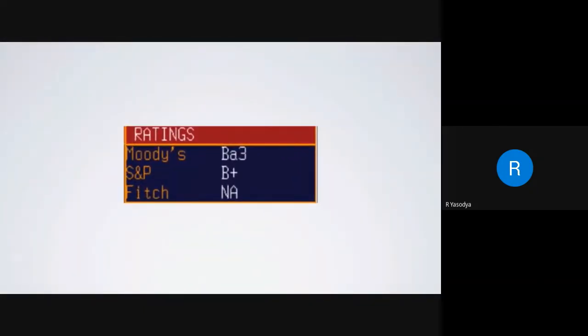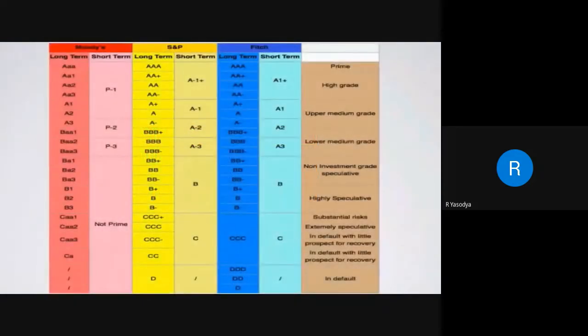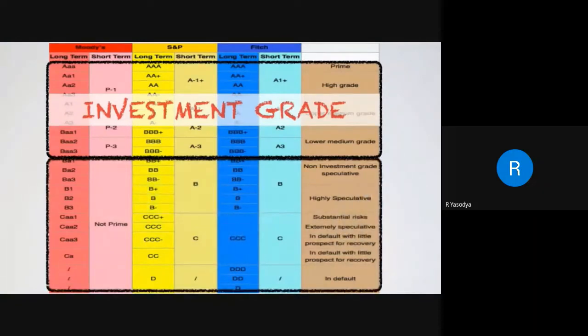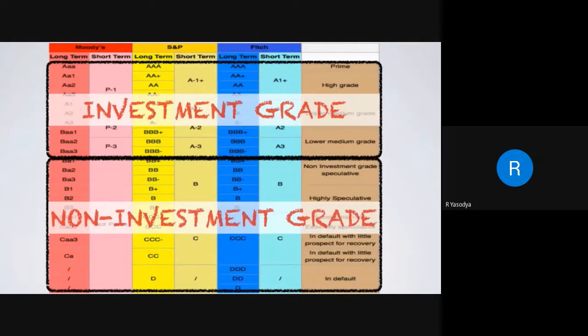The S&P top-rated debt is AAA, and as the perceived creditworthiness of the particular issue deteriorates, this goes down, as can be seen here, to AA+, AA, AA-, single A+, and so on. Issues with a credit rating of BBB or above are considered investment grade. Those below are considered non-investment grade, often called high yield or junk.